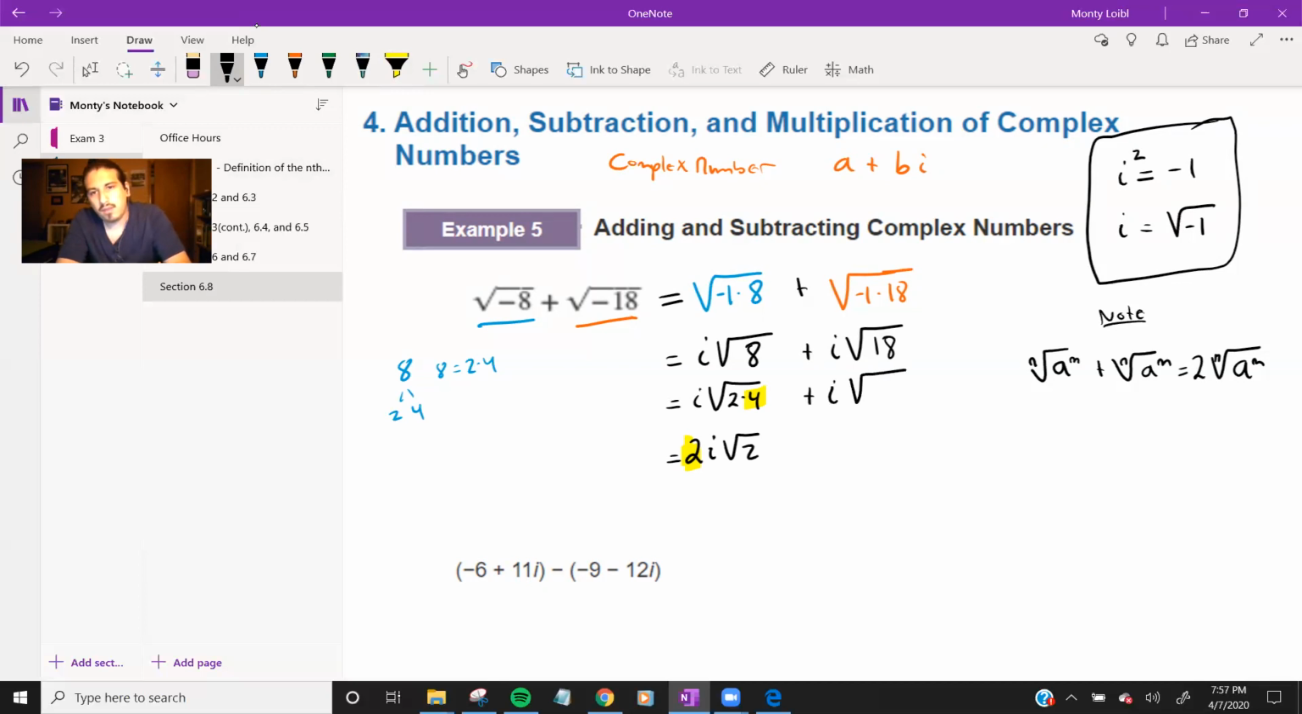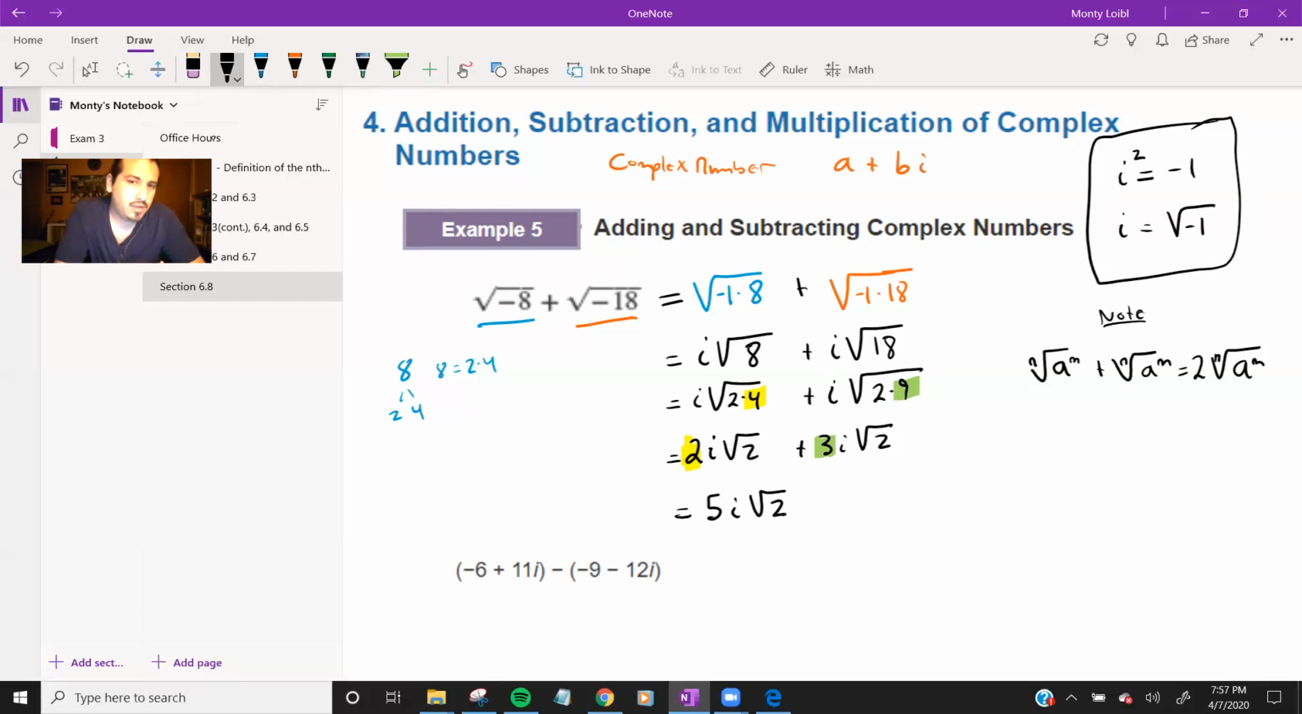18, on the other hand, can be rewritten as 2 times 9. Our perfect square is 9. So we get 3i times square root of 2, with your square root of 9 coming out as positive 3. Okay, so notice now we can add these together. We have an index of 2 and a radicand of 2, so we have square root of 2 for both. So when we combine, we add the 2 and the 3, so we get 5i square root 2.